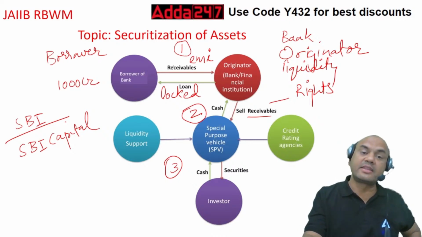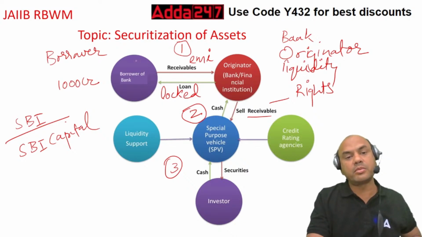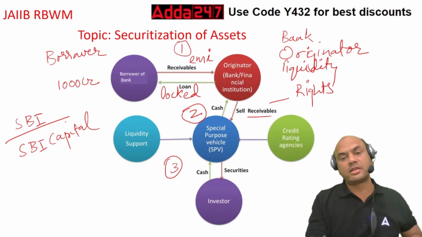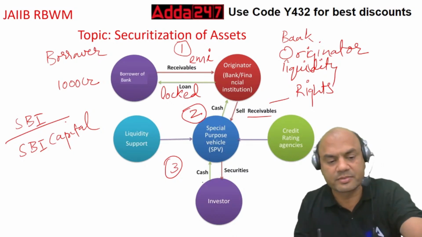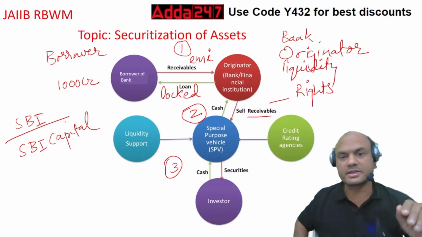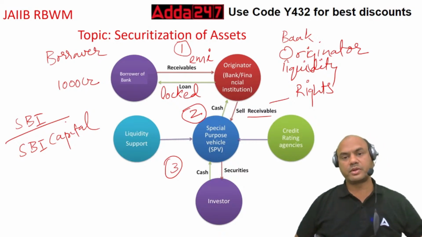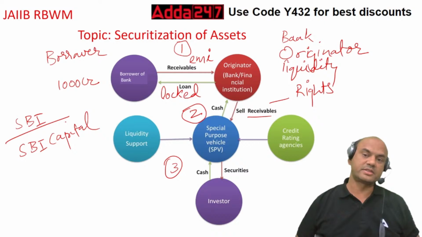So got it? There are 3 transactions. One is between the originator or the bank and the borrower. Second is originator or the bank and the SPV. And third one is SPV to the investor. So there are basically 3 transactions. Okay. Now few points to be noted over here in these transactions.